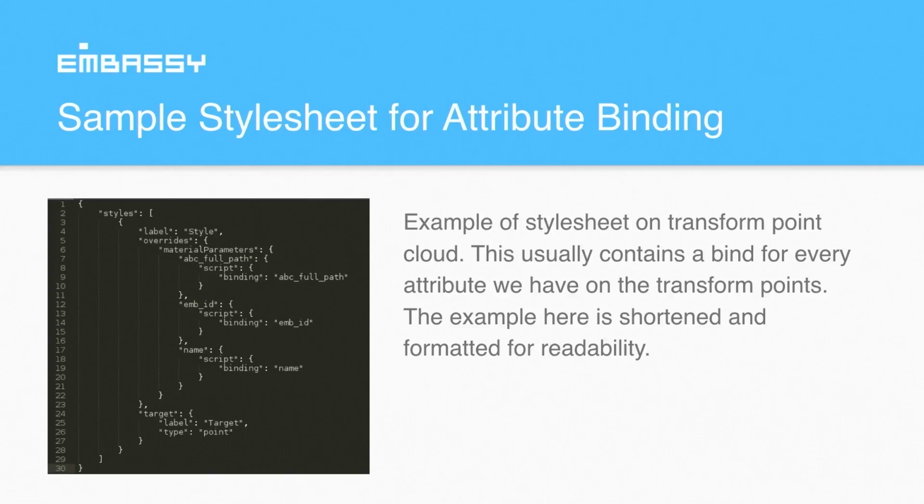And this is just a sample style sheet for the attribute binding. I don't want to get into too much detail with it, but it's pretty simple. It just basically takes each of those attributes that are on there and binds it to the geometry that's being instanced onto that point.